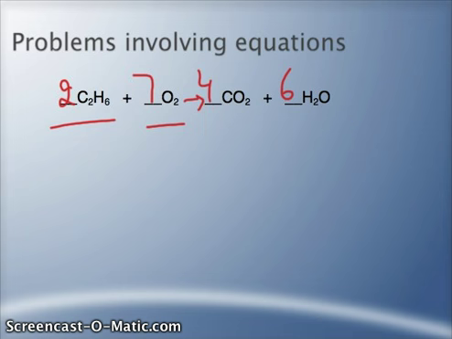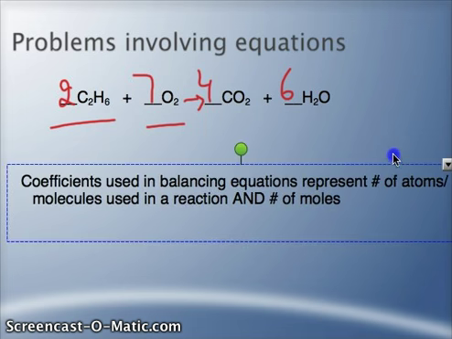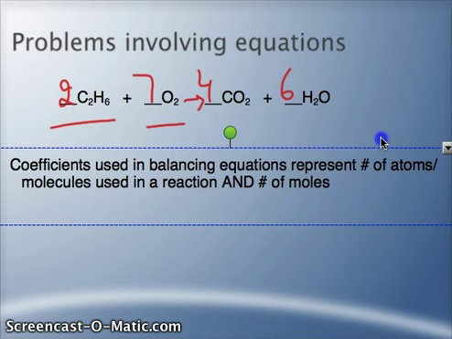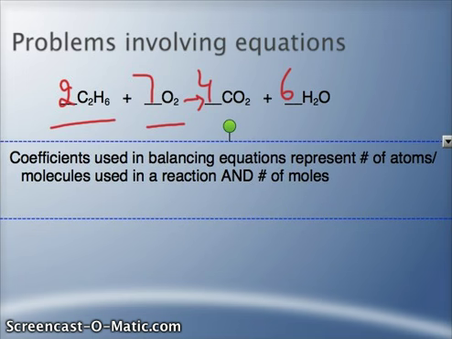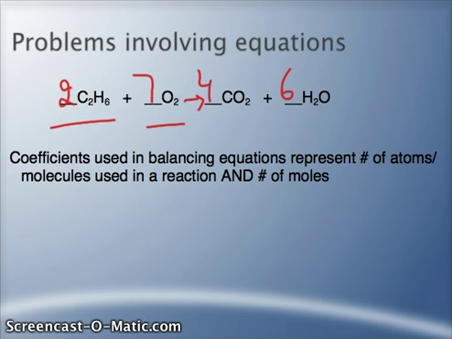Again, we're trying to scale everything up for a chemical reaction. So do we really care whether it's molecules or not? Not really. These coefficients used in balancing equations represent not only the number of atoms or molecules used in the reaction, but also the number of moles. So if I scale everything up, I can say 2 moles of C2H6 react with 7 moles of O2, and I get 4 moles of CO2 and 6 moles of H2O.